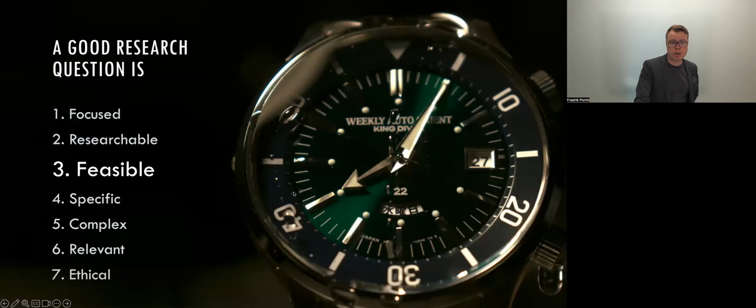Related to this, you can ask yourself if it's feasible. Can you arrive at an answer to the question based on the time and the practical constraints you are facing? It's pretty self-evident, don't you agree? But for instance, if your research requires large instruments or requires like 100 years to do, do you have the resources to finish this research project?